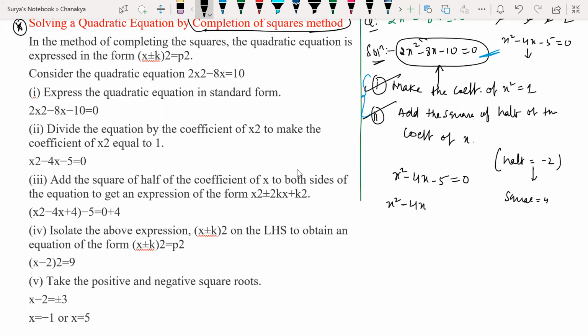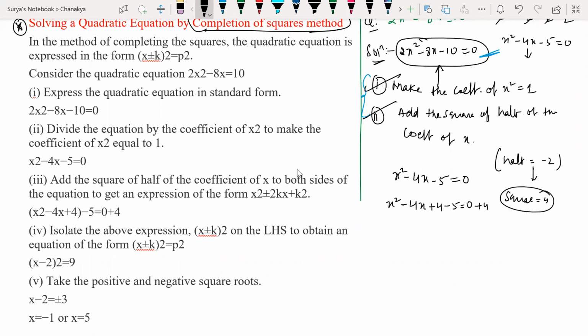Add the square of the half of the coefficient of x to both sides. So look at this here, -4x. What is the square here? 4, isn't it, beta? I have to add what now? I have to add 4 on both sides, isn't it? Yes.